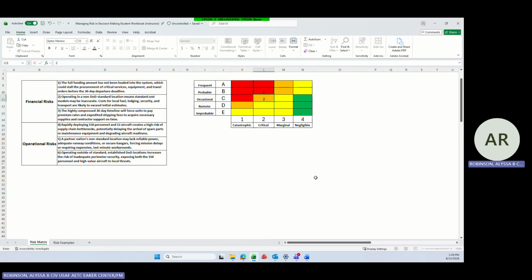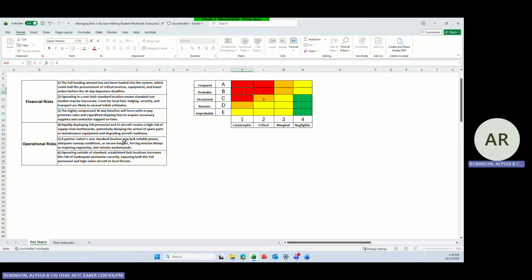Next, I have the highly compressed 30-day timeline will force units to pay premium rates and expedited shipping fees to acquire necessary supplies and contractor support on time. I think this one is probable, and I think for them to be there without their supplies and contractor support, it would be pretty catastrophic. So that one will be over there.